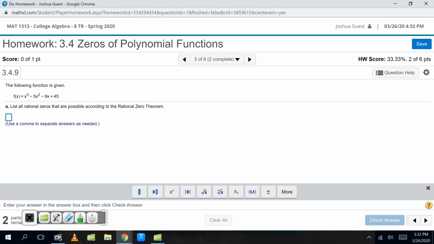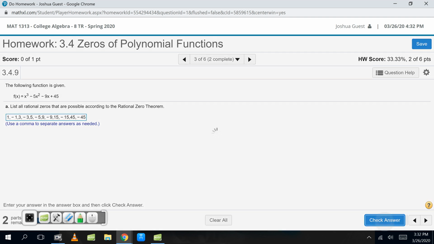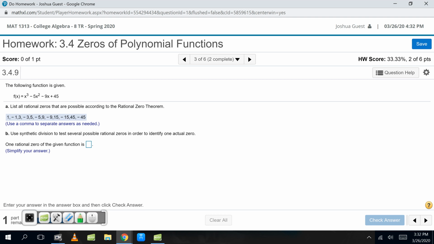So we're going to have to come in here and go, okay, 1, comma, negative 1, comma, 3, comma, negative 3, comma, 5, comma, negative 5, comma, 9, comma, negative 9, comma, 15, comma, negative 15, comma, 45, comma, negative 45. Did I do all those right? 1, 3, 5, 9, 15, and 45, all pluses and minuses, and I don't have any fractions, so that should be all of them, and boom, we got it, okay?